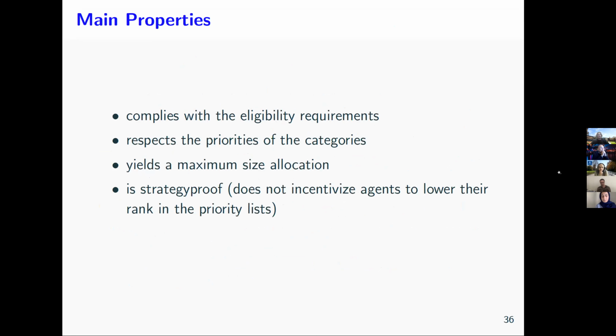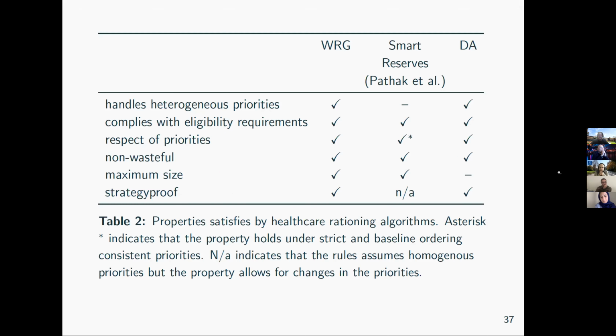Okay, so this is in fact not the main rule that I want to go into more detail, but this was our first formulation, or the first thing we came up with, and it did a good job, because if you compare it with the previous rules, it does handle heterogeneous priorities, it does comply with eligibility requirements, respective priorities, and so on, and it also satisfies the strategy proofness requirement. However, it relies on finding maximum weight matching, so maybe we want a rule which is computationally even more efficient.